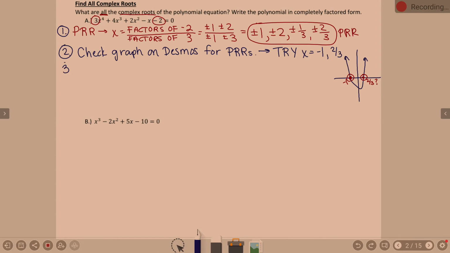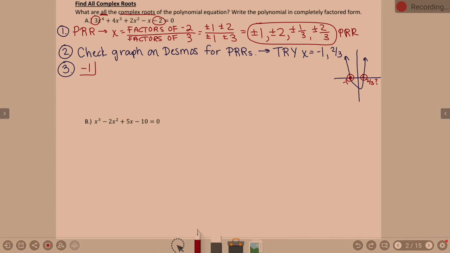Okay, so step 1, we found our PRRs. We found the list. Step 2, we went to Desmos. We checked to see which ones we would want to use. Okay, step 3, we need to check the ones we just decided look like they're going to work. So we decided that it looks like -1 will work, yes? So we're going to check -1 using synthetic division. You know how to do synthetic division, right? Mm-hmm. -1 goes in the box.